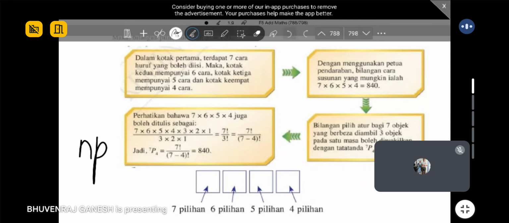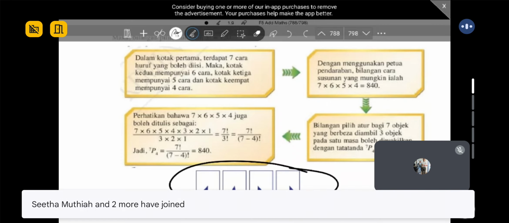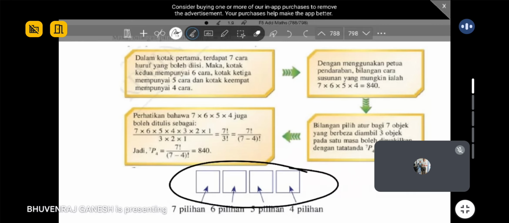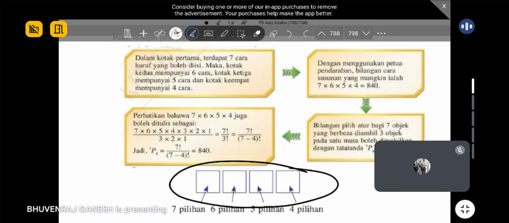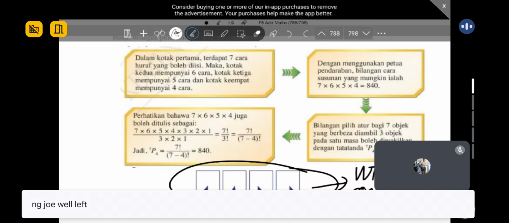Okay, so how are we going to use this formula? You can look at this situation over here that I show you all. Boleh lihat yang ni. Okay, guys, this situation is basically a box. So the first position, kedudukan yang pertama, kamu boleh isi dengan 7 nombor. You can fill in with 7 numbers. And this type of condition, we call it as without repetition. Tanpa pengulangan.